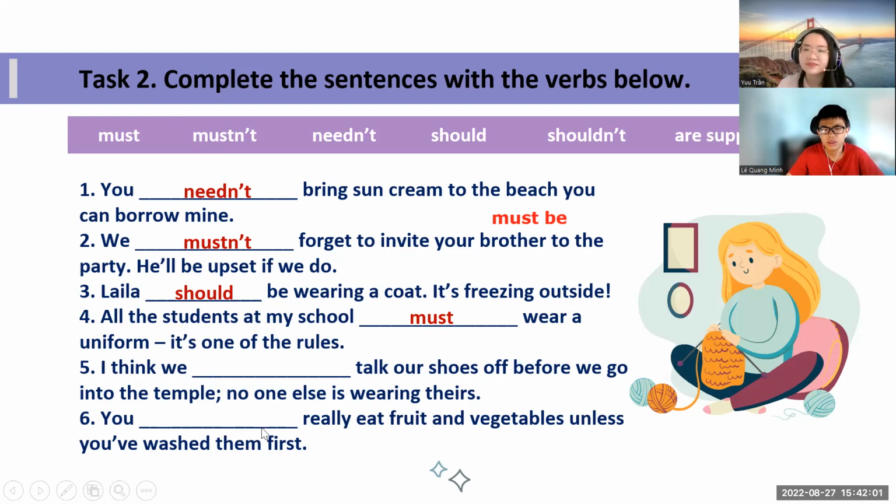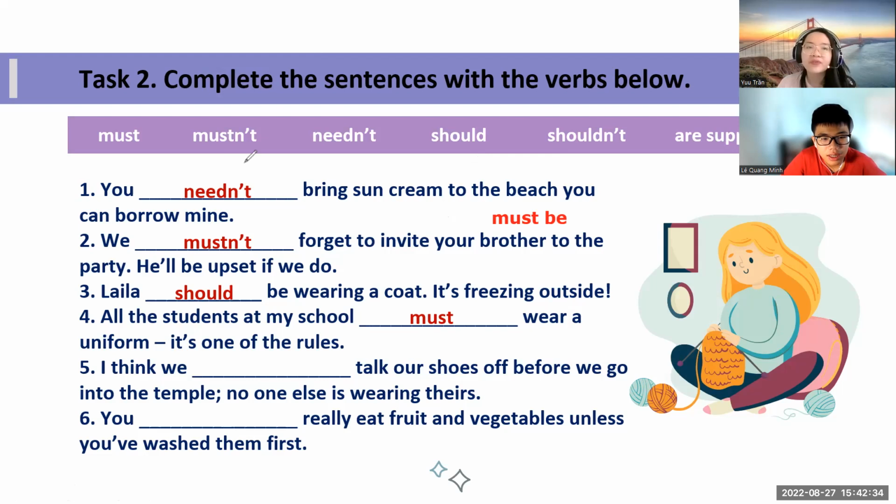take our shoes off. This is take, sorry, my mistake, my typo. This is take. Only students are supposed to remain. So are supposed to.